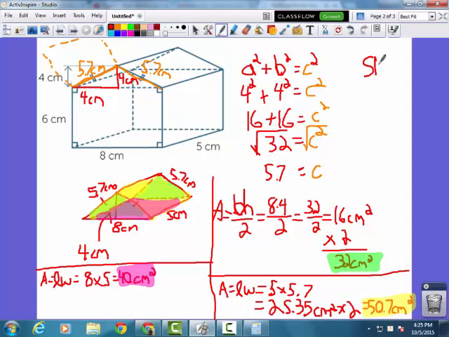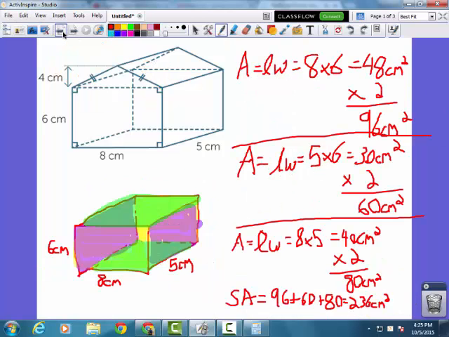So total surface area is equal to 32 plus 50.7 plus 40, and our total is going to be 122.7 centimeters squared. Ta-da! So we've got our total for our triangular prism.